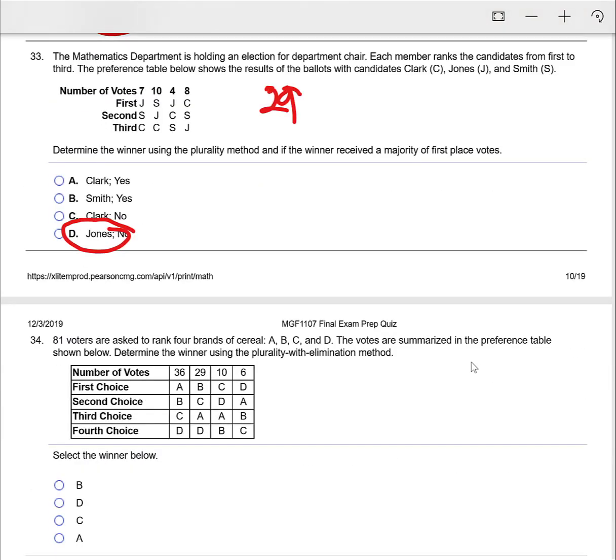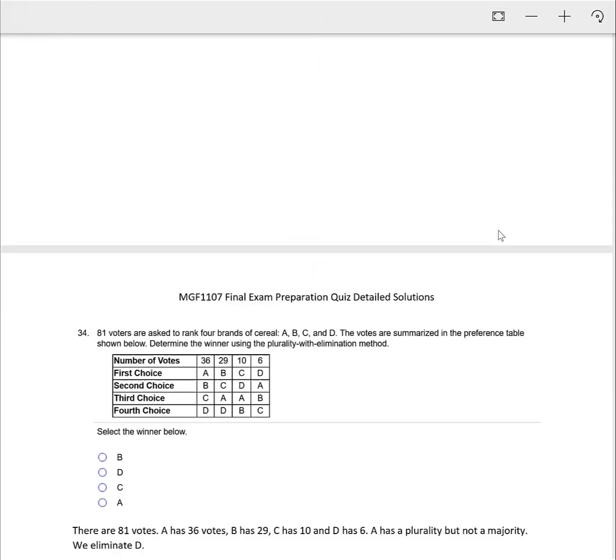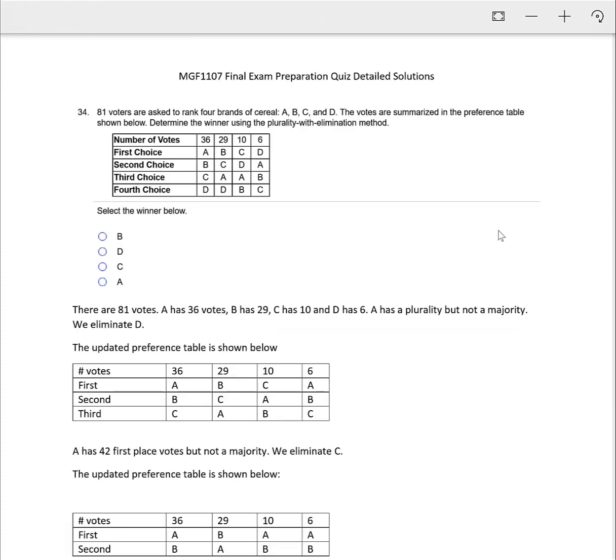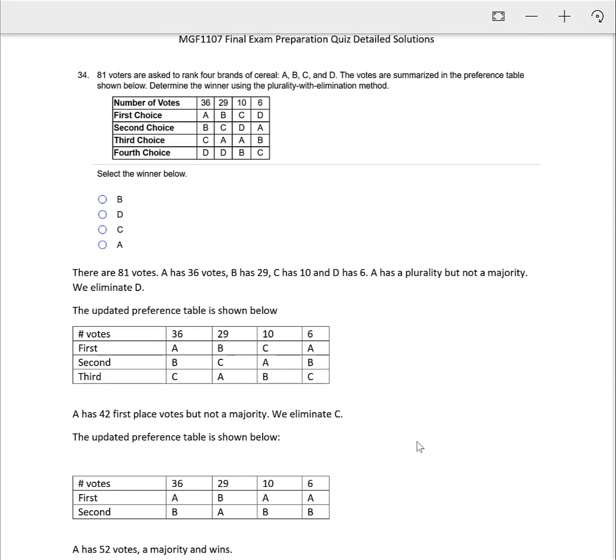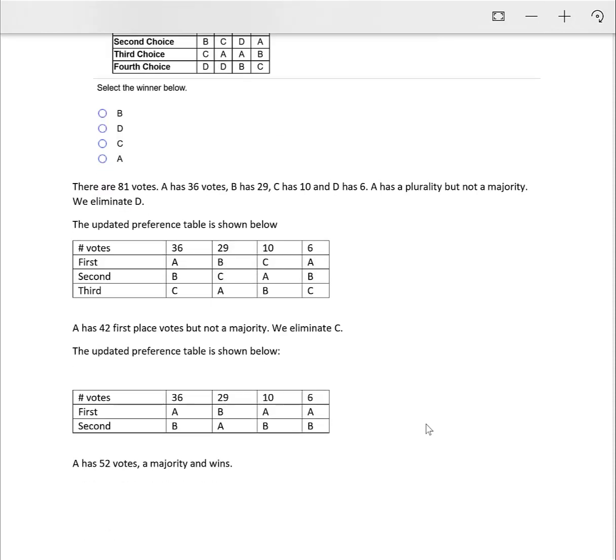Okay, this one we're going to do with plurality with elimination, and I've got a detailed solution for this one in number 34. All right, so there's 81 votes altogether, and in the first choice votes, we see A has 36, B 29, C 10, and D 6. A has a plurality, but not a majority, so we're going to eliminate D, and here's my updated preference table. Now A has 42 first place votes, but again, still not a majority, so we're going to eliminate C. And now A has 52 votes, a majority, and wins, so the answer here is going to be A.